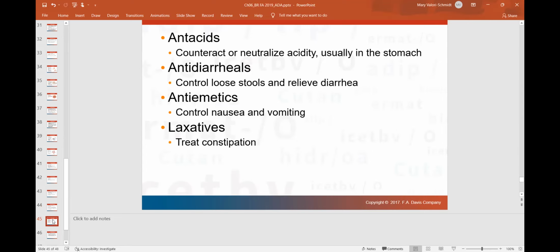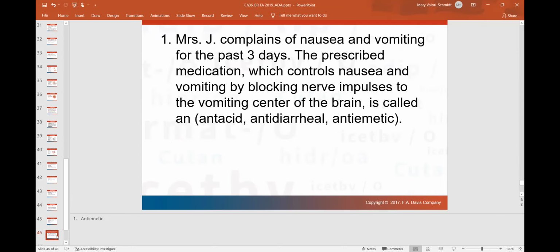Then some of the meds that are used, there are antacids that work just by neutralizing acid, like Tums or Rolaids. Antidiarrheals, like Imodium, which is the generic name is loperamide, can help stop diarrhea. Antiemetics, ondansetron, which is Zofran, is one of them, and that's for nausea and vomiting. And then laxatives. There are lots of different laxatives that can help you move your bowels if you're constipated. Milk of magnesia, for example.